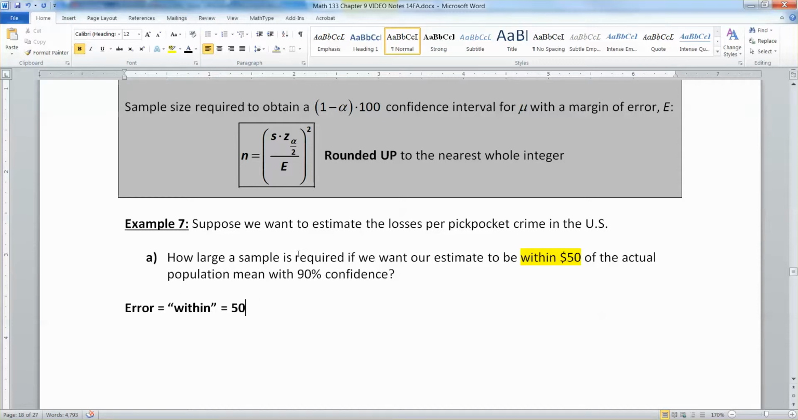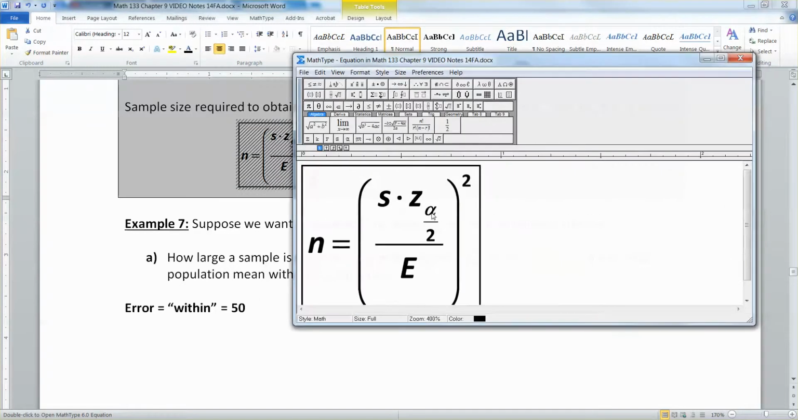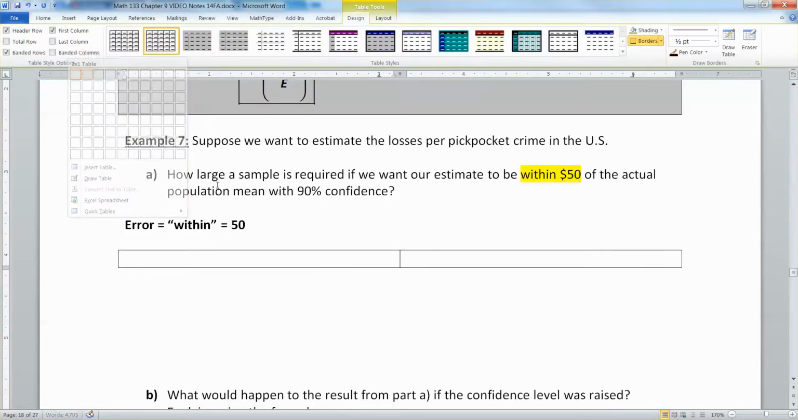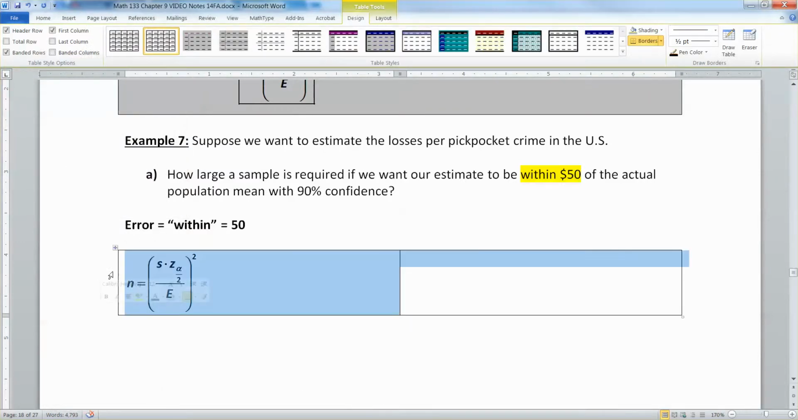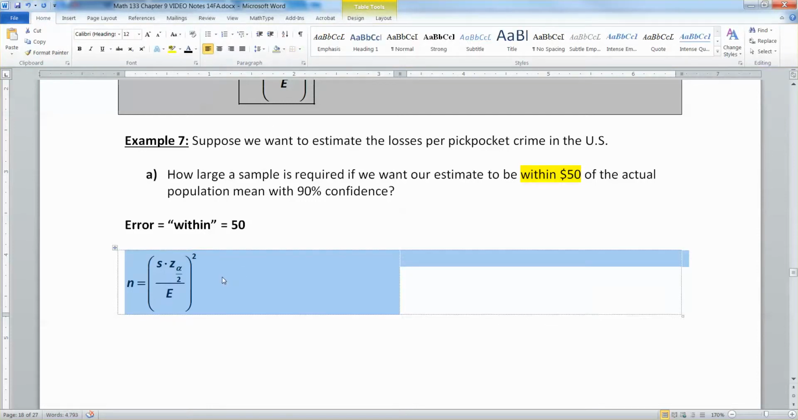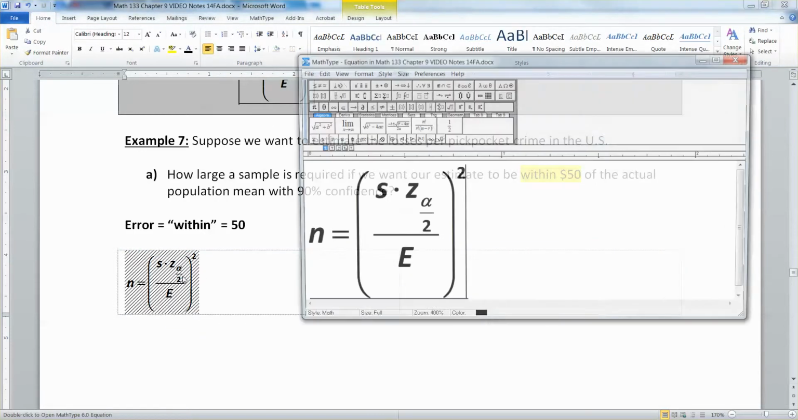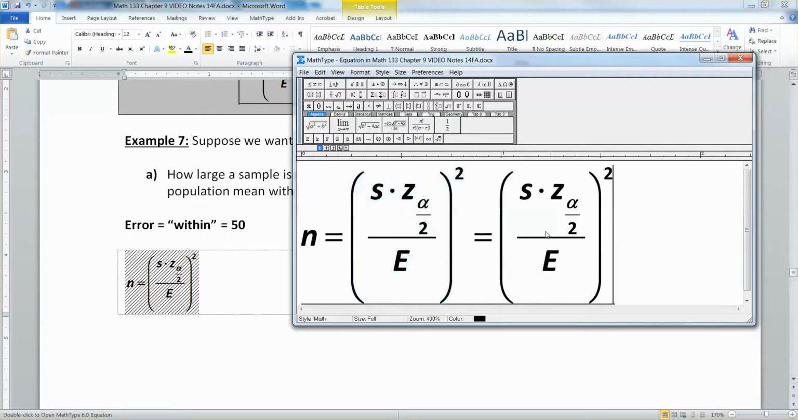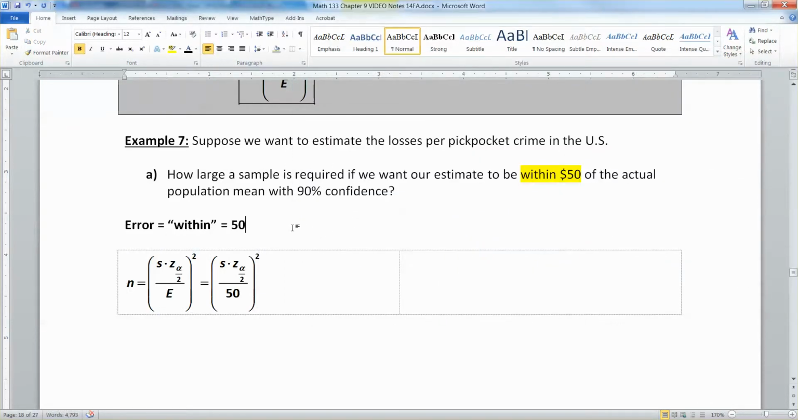All right, so we're going to use that in the formula. So let me grab the formula real quick. All right, so now I want to know n, so I'm going to figure out s and the error and the z. Well, we already know the error. The error we just said is 50, so that's not too bad. And the s, we actually calculated already because we already had this data set. So this was given to us from earlier, so I'll just write it down now.